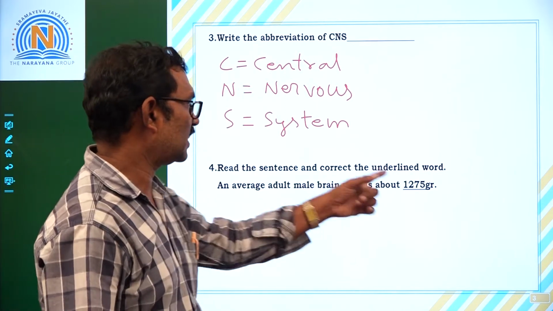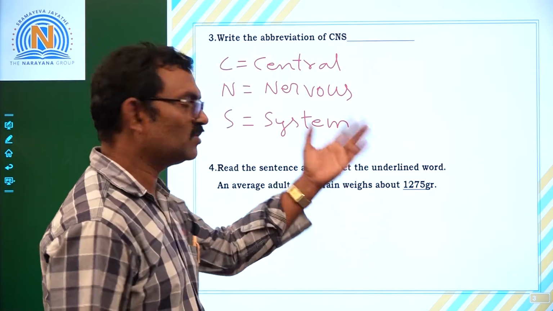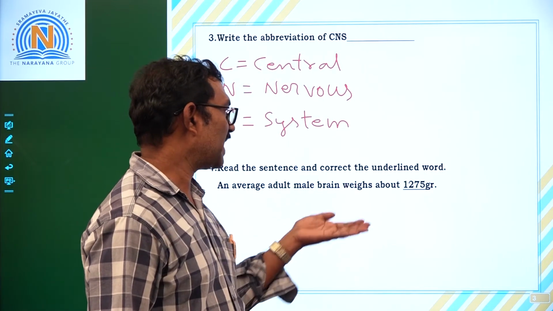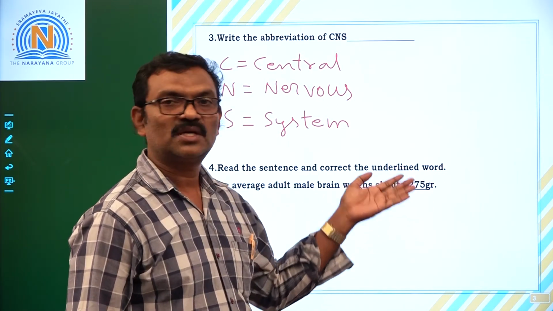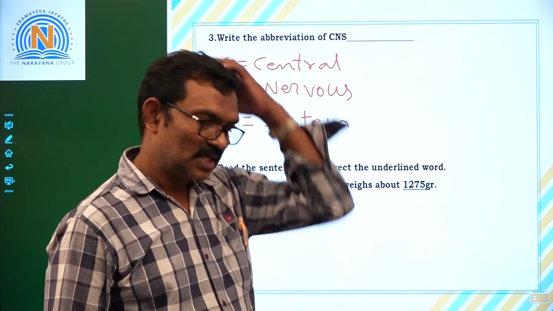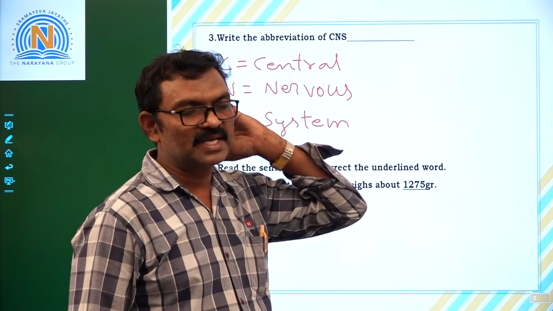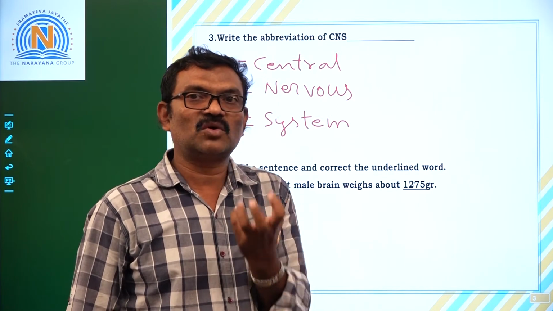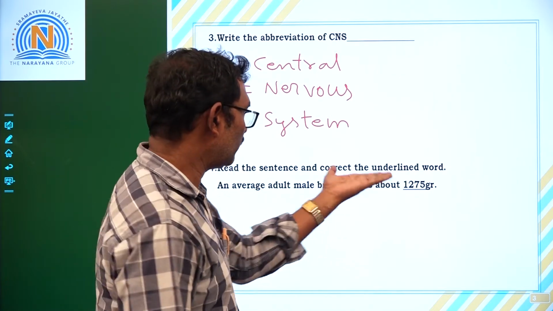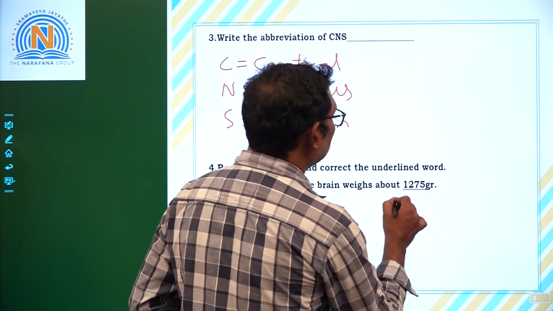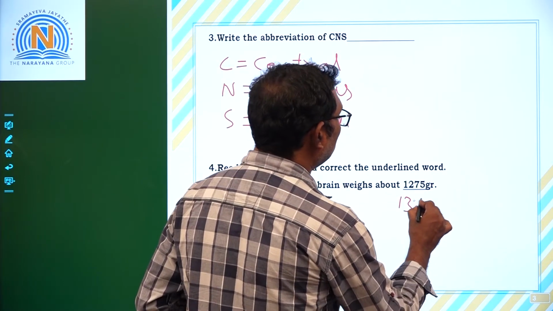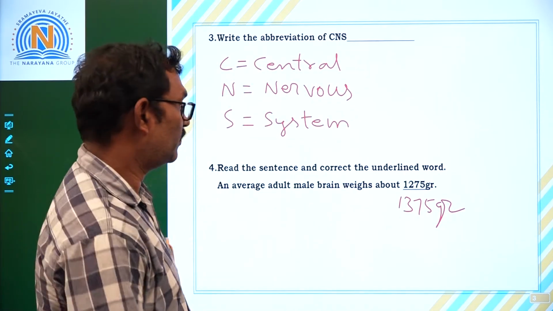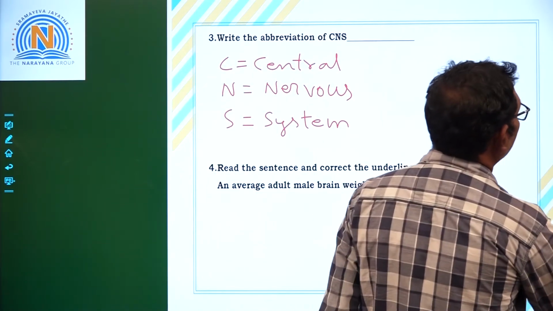Read the sentence and correct the underlined word. So the underlined word is wrong. We have to correct it. An average adult male brain weighs about 1275 grams. Actually, the male brain is greater than the female brain. How much more weight? 100 grams. That means when we add this 100 grams to this, it is definitely 1375 grams, nearly 1400 grams weight. Okay, our brain.